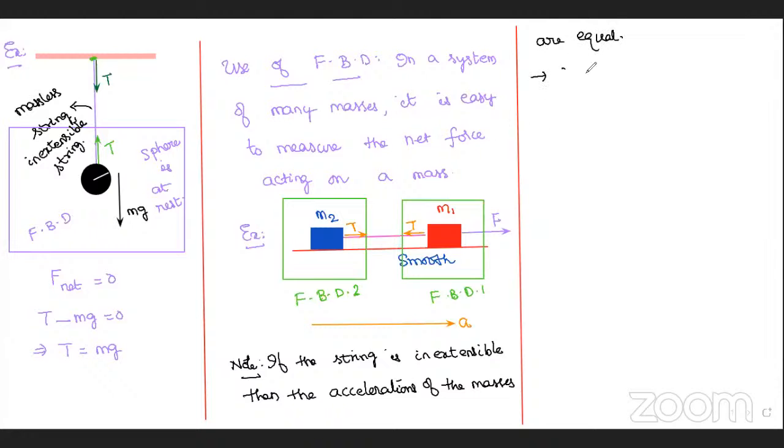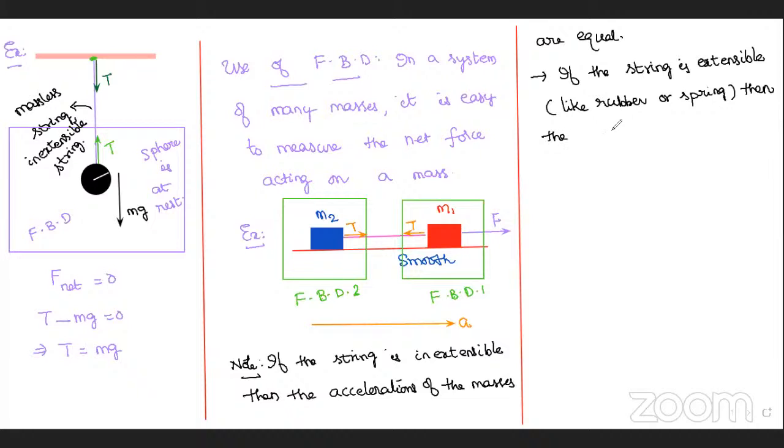Next, if the string is extensible, in bracket like rubber or spring, then here we say the accelerations, confidently we say, straight away, that the accelerations are unequal, sir.